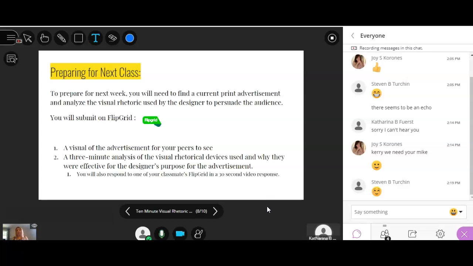You're going to need to post a visual of the advertisement. So you're going to have to hold it up or post it within your dialogue, right? And then a 3-minute analysis of the visual rhetorical devices that are used and why they're effective for the designer's purpose for the advertisement. As always, because this isn't just a one-way conversation, you have to respond to one of your classmates' Flipgrids in at least 30 seconds, okay?